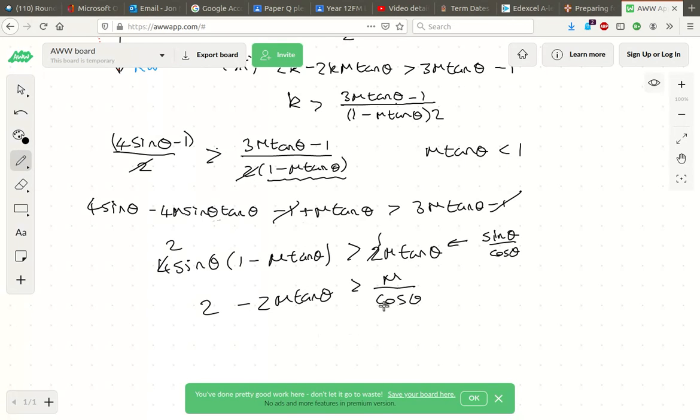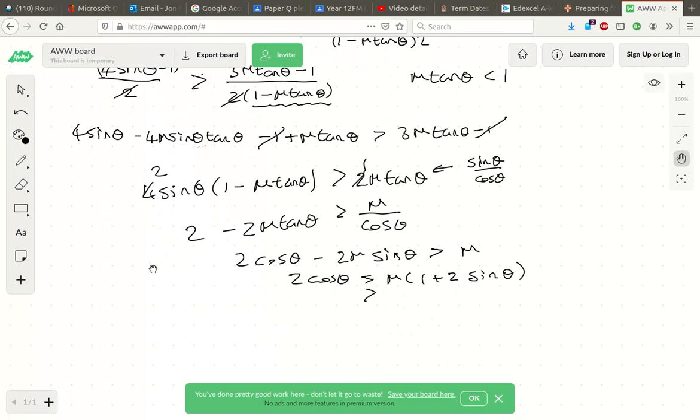When you go wrong like that, it's almost invariably because you try to skip too many steps like I just did. That's going to give us, let's times by cos theta now, 2 cos theta minus 2 mu sine theta is greater than mu. Put the mu over there, 2 cos theta is greater than mu times 1 plus 2 sine theta. And lo and behold, I think we've got it now. I'll have to check, but it looks to me like this is going to work out as mu is less than 2 cos theta over 1 plus 2 sine theta.